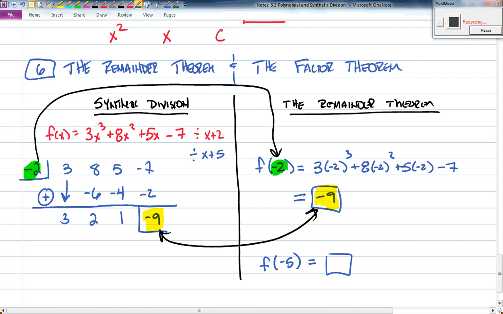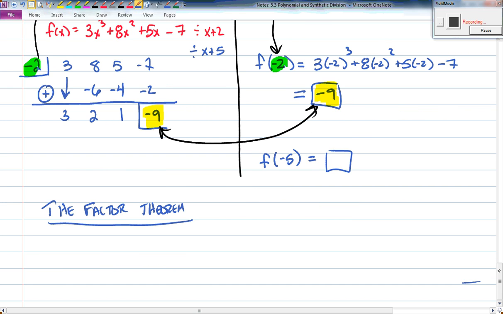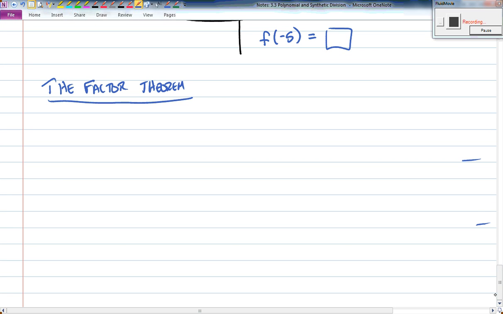The other one is the factor theorem. We're going to talk about that right now. These things are all related to each other. Let's talk about the factor theorem here. The best way to do it is to just go ahead and give you an example.